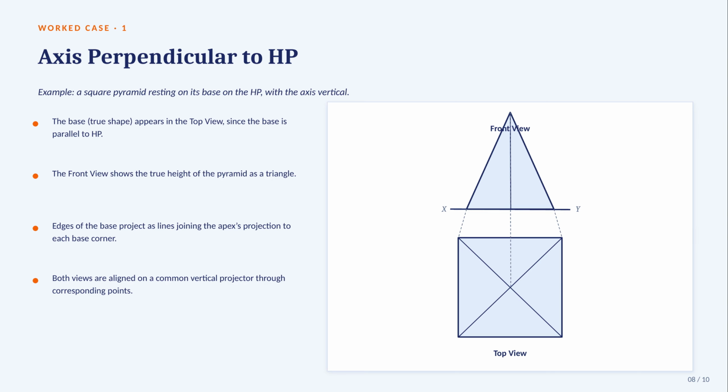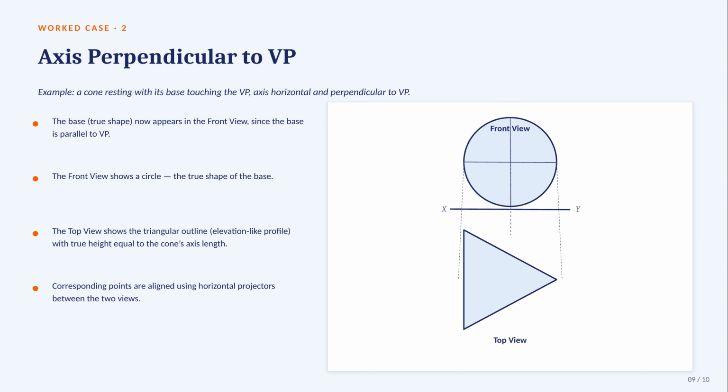Worked example 1. Now let us understand the first example. Here, a square pyramid rests on its base on the horizontal plane with its axis vertical. Since the base is parallel to the HP, its true shape appears in the top view. The front view shows the true height of the pyramid, and both views are aligned using vertical projectors.